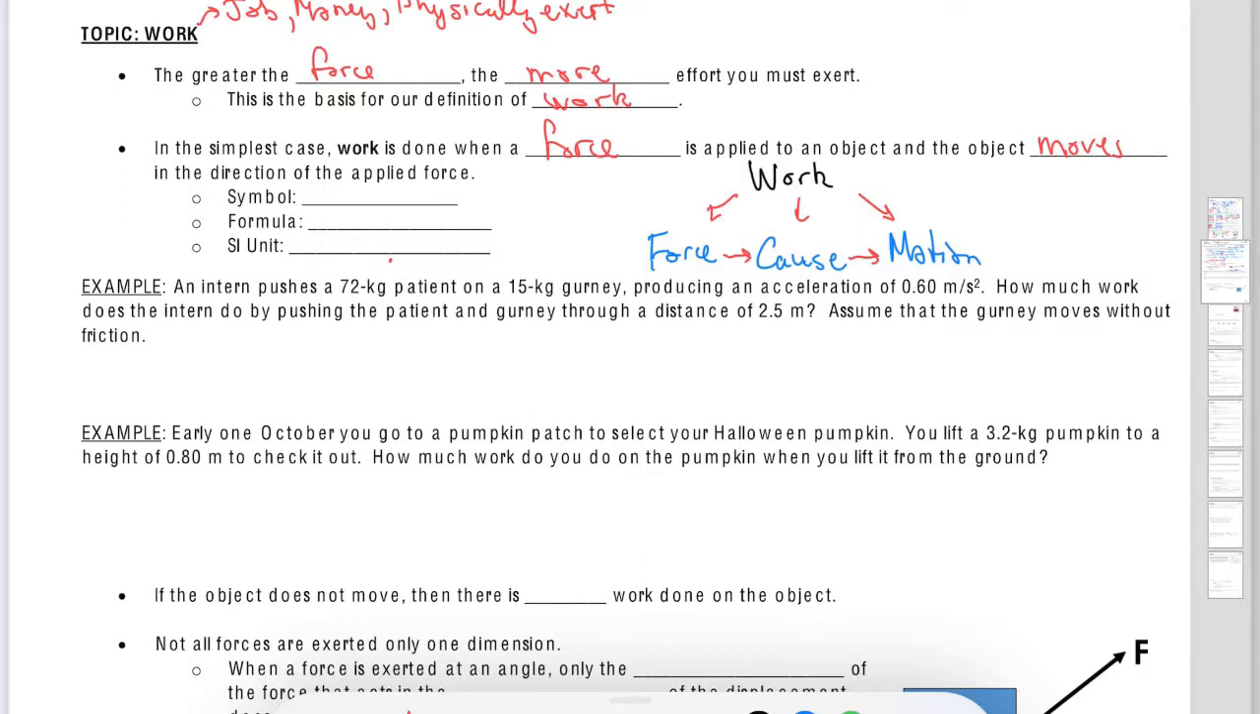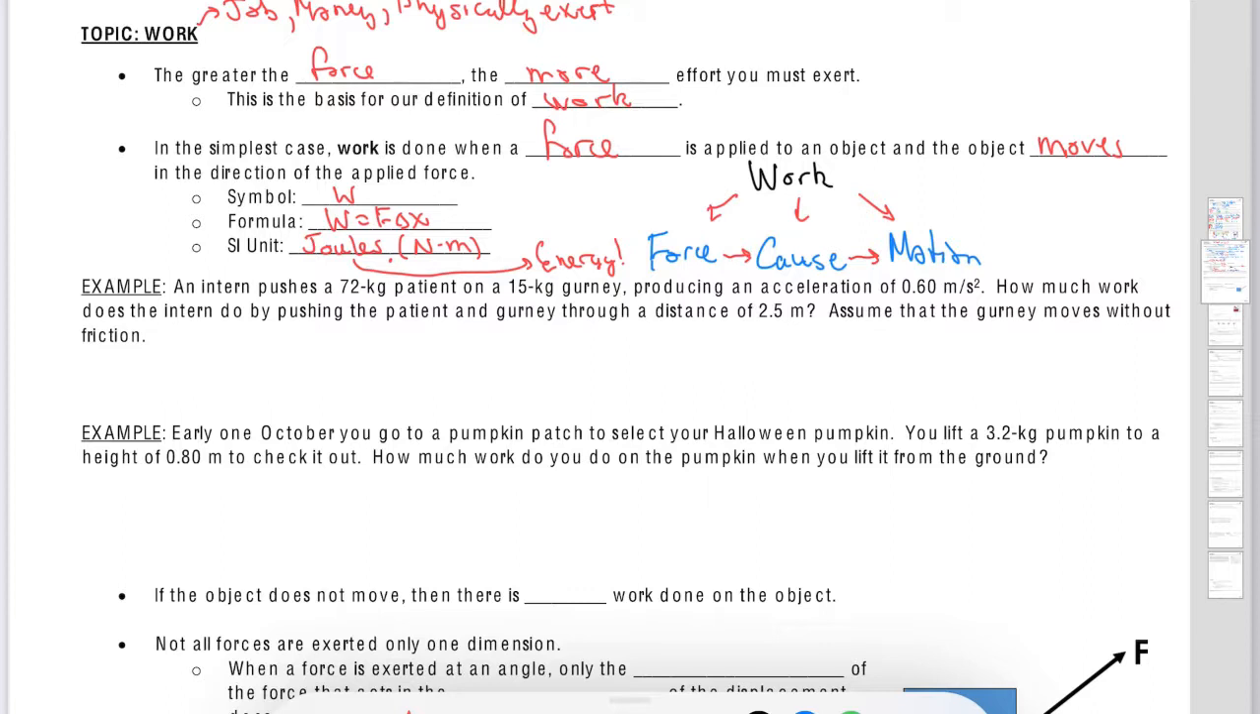The symbol for work is simply W. The formula is F delta x. And the SI unit is joules. Sometimes you'll see a unit of newton times meter, which is kind of the more official unit for work, but understand that joules is actually a unit of energy, and we'll tie work and energy together shortly.